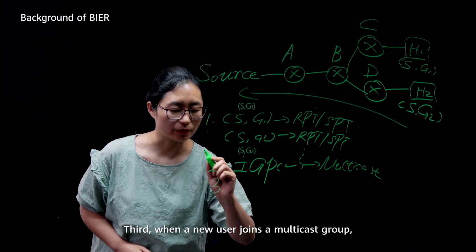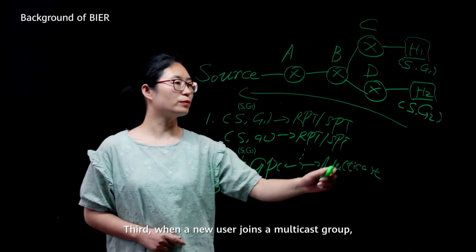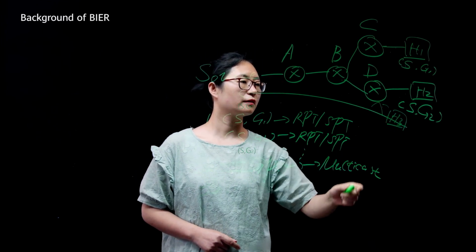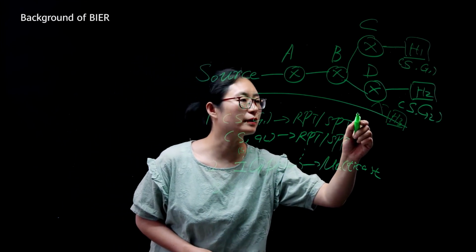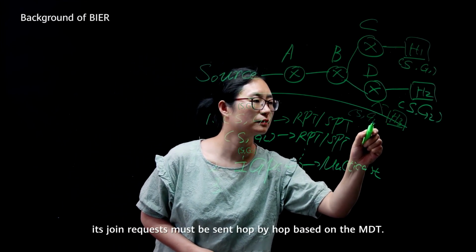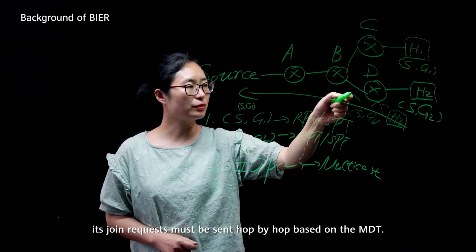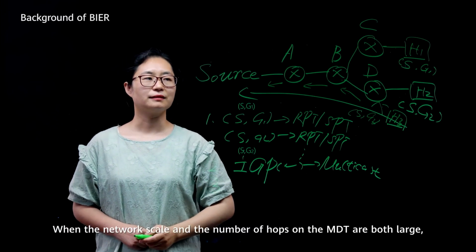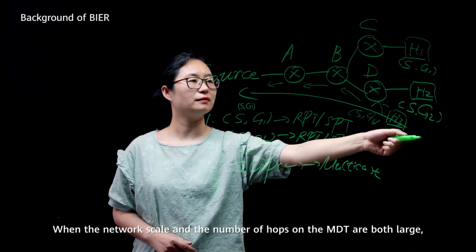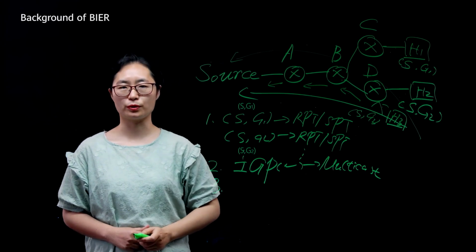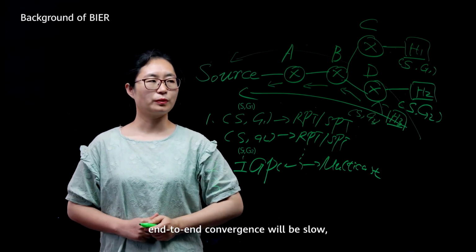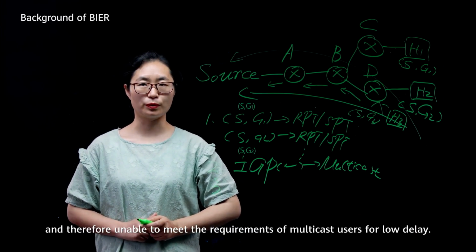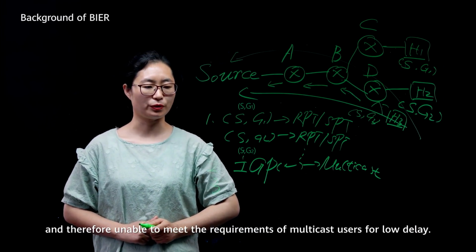Third, when a new user joins a multicast group, its join requests must be sent hop by hop based on the MDT. When the network scale and the number of hops on the MDT are both large, end-to-end convergence will be slow, and therefore unable to meet the requirements of multicast users for low delay.